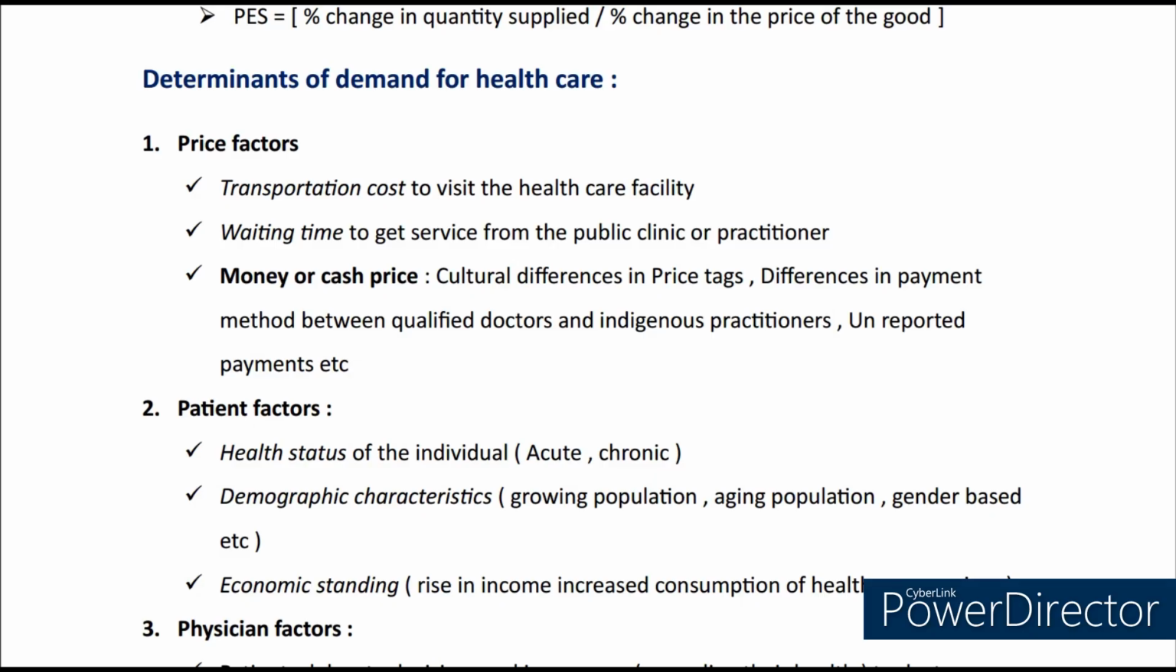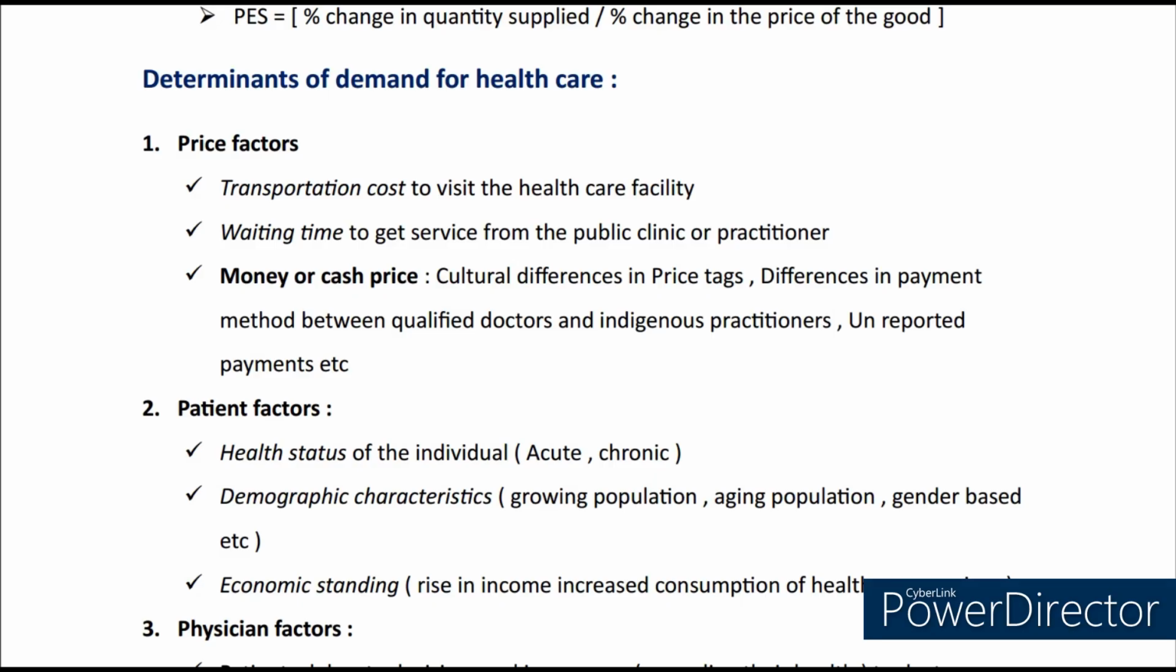And last is the unreported payments. So there is this tendency, I know some private practitioners will ask the patients to visit them in their private practice, because these people sometimes do multiple practices. They will be working in a government hospital during the daytime, and in the evenings they can have their own private practice, right? So all these things come under the unreported payments, where doctors might take some gifts from the patients also. Okay.